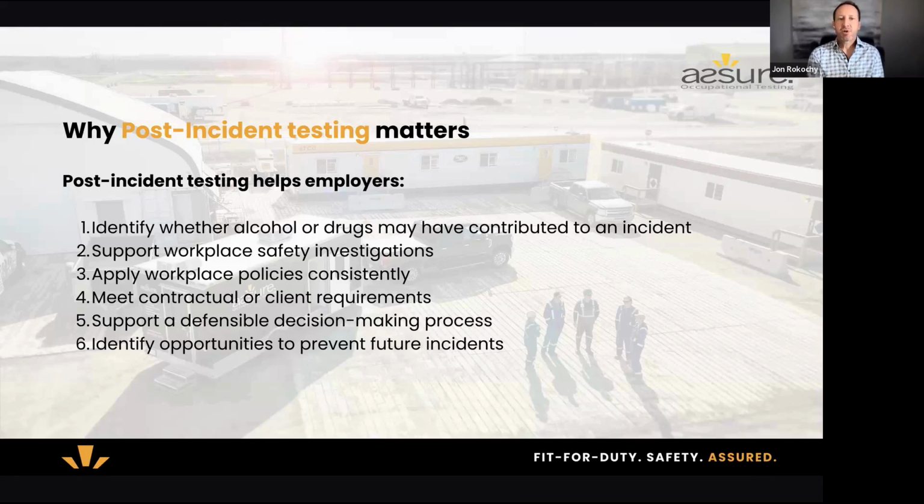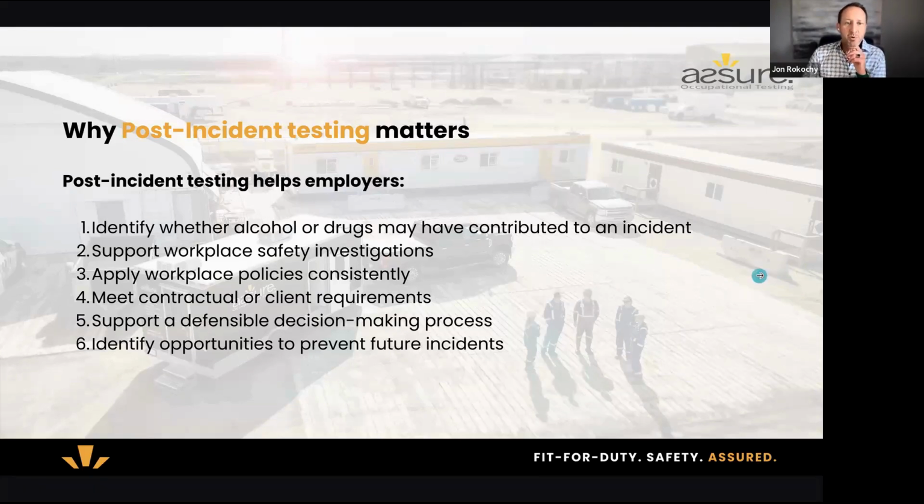This testing is going to help you meet contractual or client requirements. Some of you have signed contracts and agreements to work on site and other property owners' sites, and the agreement might have a section that states if there's an incident, your company is required to complete post-incident drug and alcohol testing. And they're likely going to say, well, what is an incident? I'm going to define that for us in a second, but you also get to be clear on what that contractor, what that site owner's definition of an incident means.